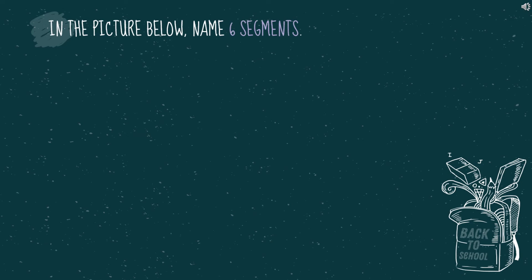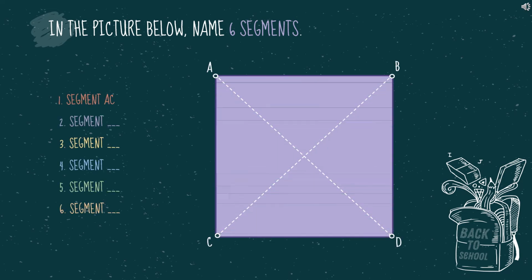Moving on, we are going to look at the picture below and name 6 segments. The first segment is segment AC. The second segment is segment AB. The third segment is segment AD. The fourth segment is segment BD.